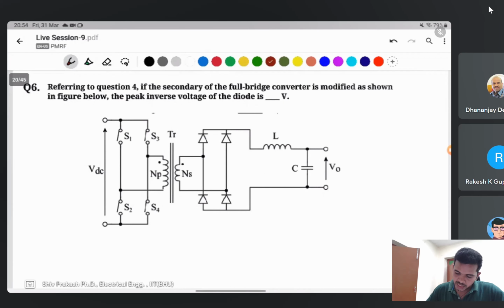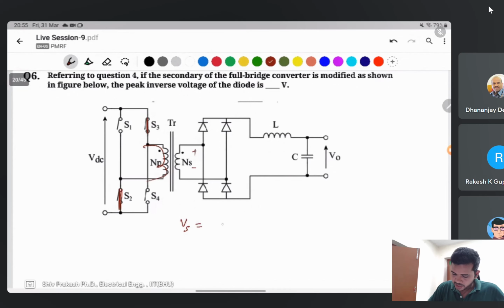Repeat the question for the secondary side. The secondary of the full bridge converter is modified as shown in the figure below. Find the peak inverse voltage of the diode. When this switch is on, then VDC occurs here. Then what will be this voltage? VS is NS divided by NP into VDC.